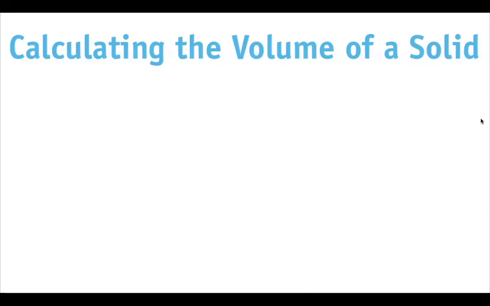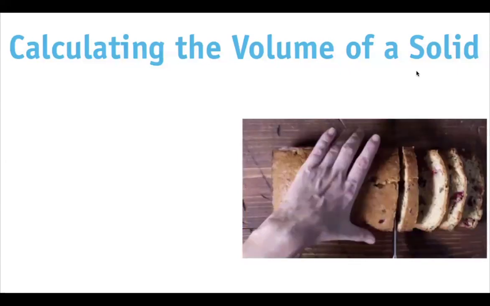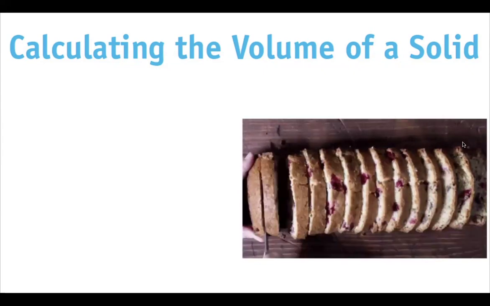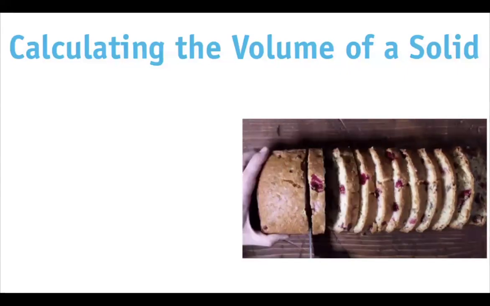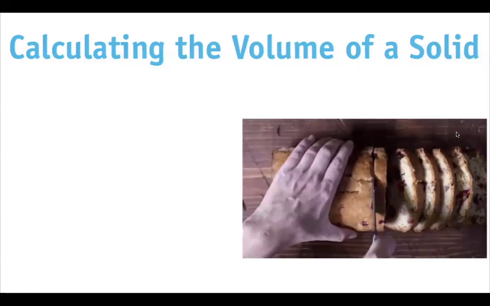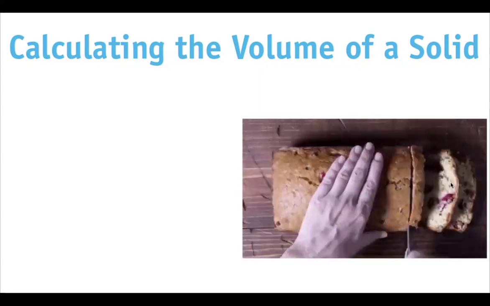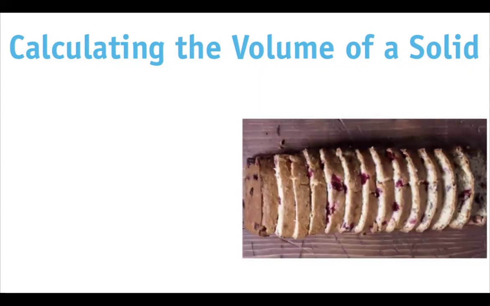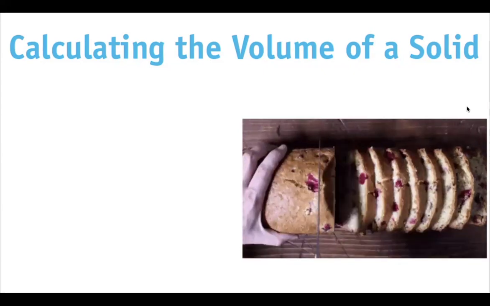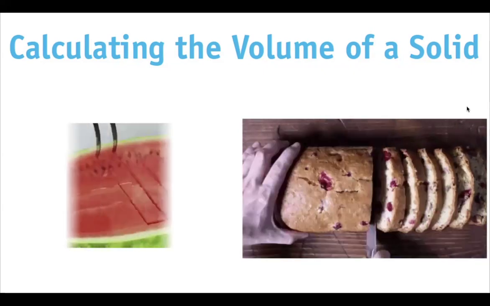Our goal is to calculate the volume of a solid. So for example, if you have a loaf of bread, how do you calculate the volume? The idea is to divide this up into smaller pieces and then calculate the volume of each small piece, add them together, and then, as you remember, using the smallest width and sending that width to 0, and then defining the Riemann sum, calculating the volume using a definite integral.